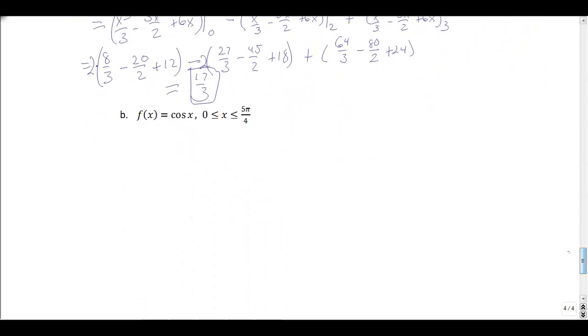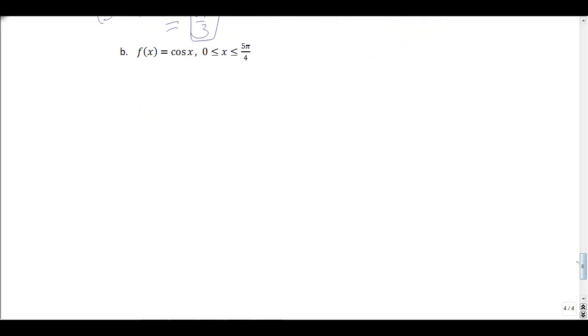Next one. Same idea here. I'm going to find the area between the function f of x equals cosine x and the x-axis. So here, I'm again going to worry about where is cosine x equal to 0. Well, there's an infinite number of points, but I really only care about the ones from 0 to 5 pi over 4. Think about this, that's only at x equals pi over 2.